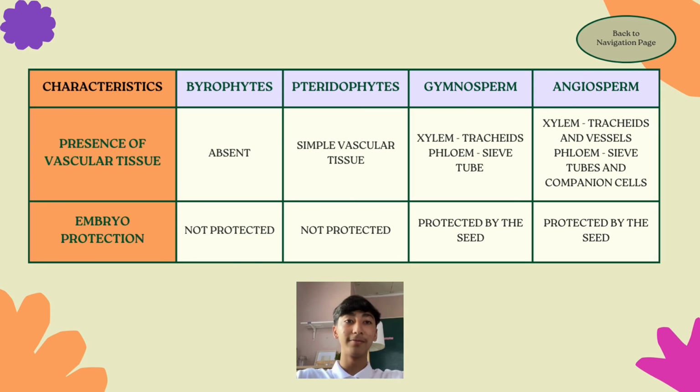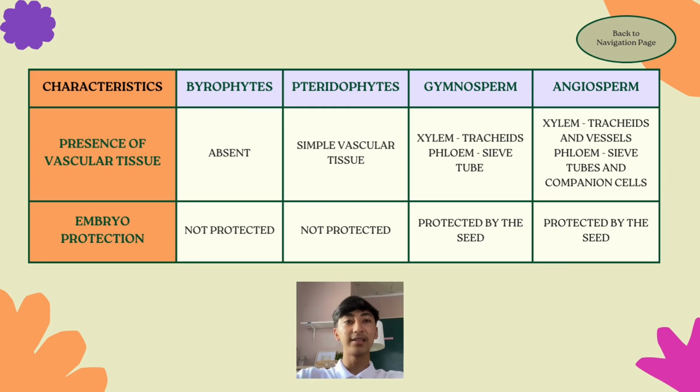And for gymnosperms, they have xylem and phloem in the vascular tissue, but the xylem only has tracheids with no vessels, and the phloem has sieve tubes with no companion cells. And for the last plant group, the angiosperms, since they are the most successful plant group, the xylem contains tracheids and vessels, and the phloem has sieve tubes and companion cells, which makes them the most complete and complex vascular tissue among the other plant groups.